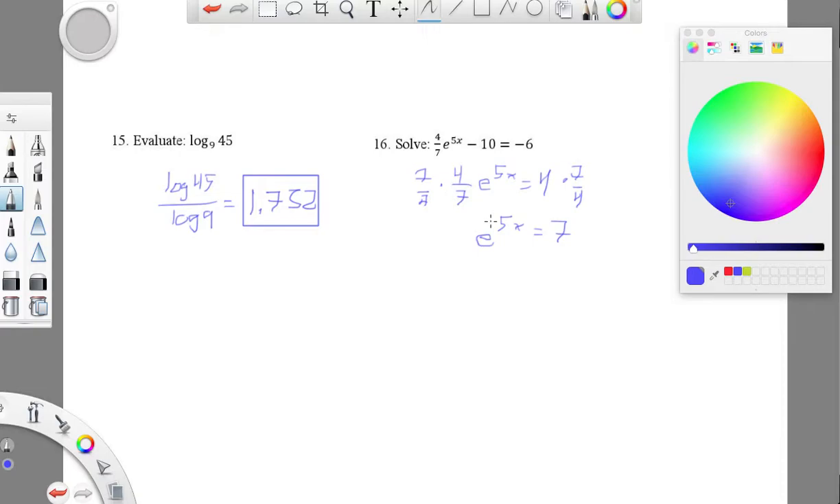Well, now, again, because this is e, that means that I will be taking the natural log of both sides. So I get that 5x is equal to the natural log of 7. Natural log of 7 is actually 1.946. And if that's 5x, I can divide that by 5 to get that x is equal to 0.389. So those are the solutions for the problem.